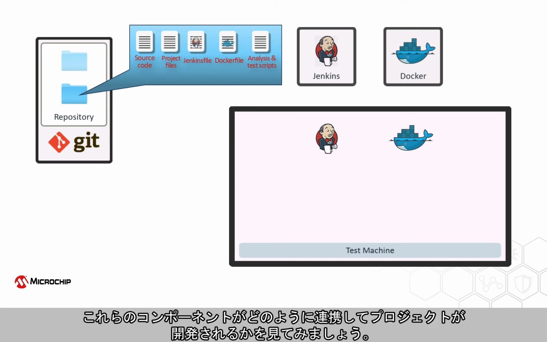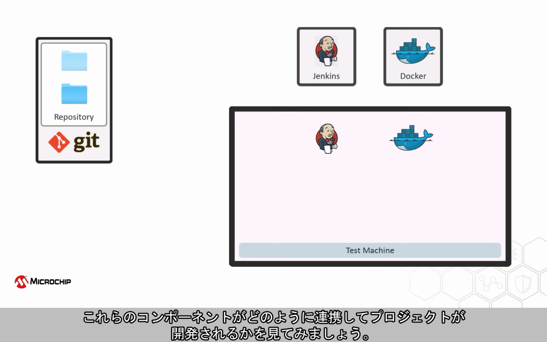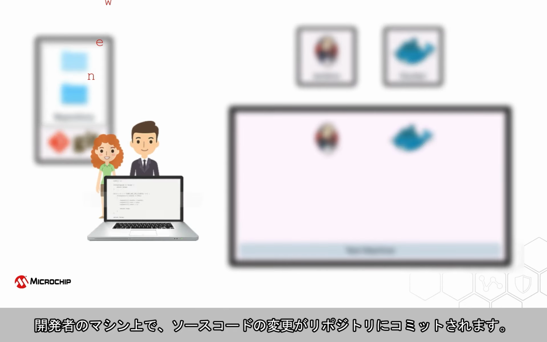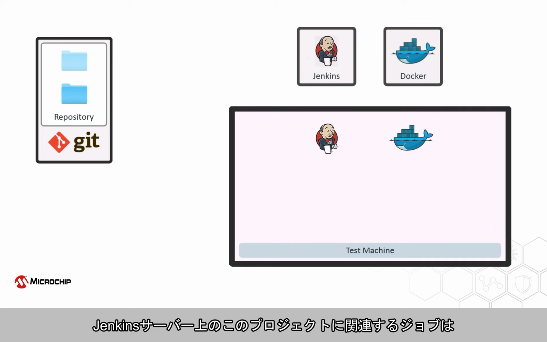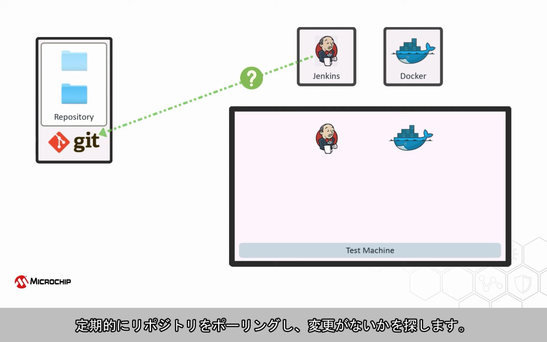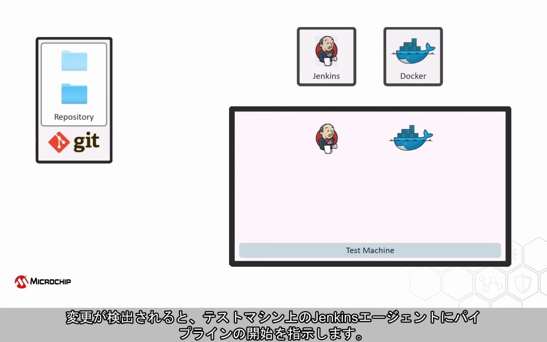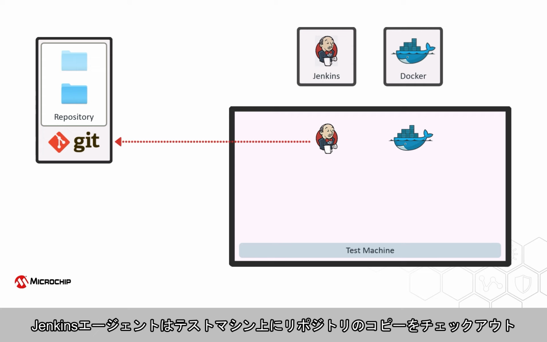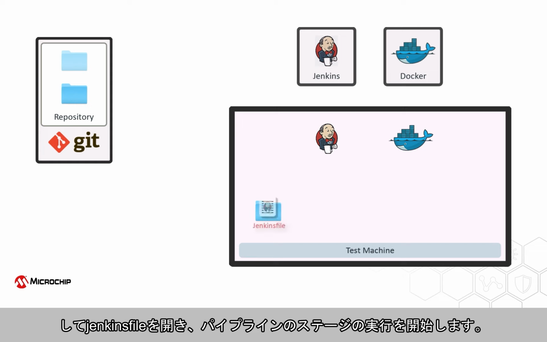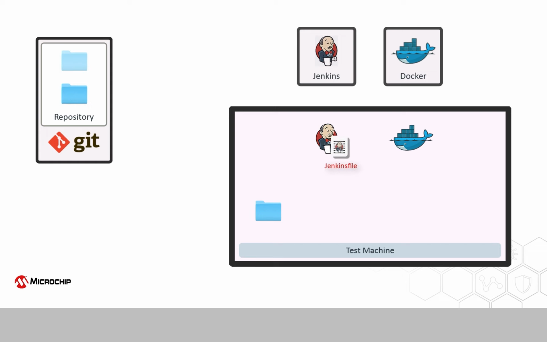Let's now look at how all these components work together as the project is developed. On a developer's machine, a change to source code is committed to the repository. The developers continue work, but a job associated with this project on the Jenkins server is regularly polling the repository looking for any changes. When detected, the Jenkins agent on the test machine is instructed to begin the pipeline. The Jenkins agent will check out a copy of the repository on the test machine, open the Jenkinsfile, and begin executing the stages of the pipeline.